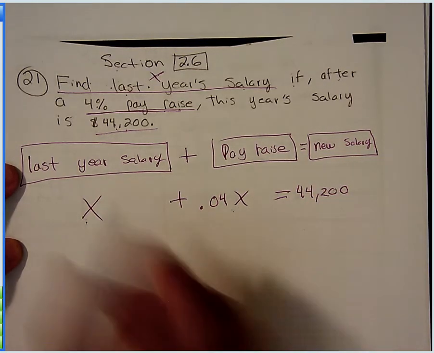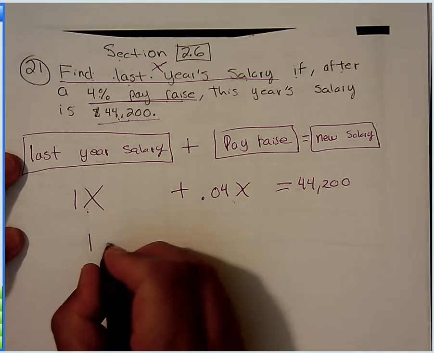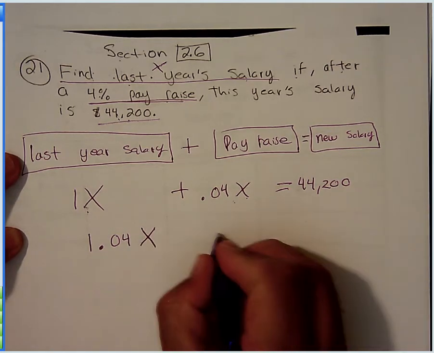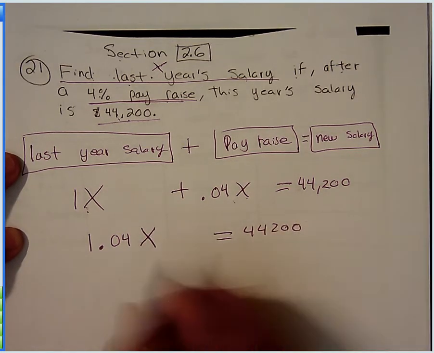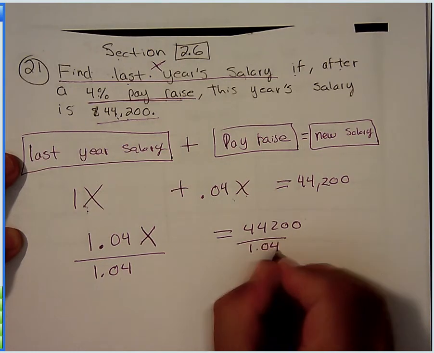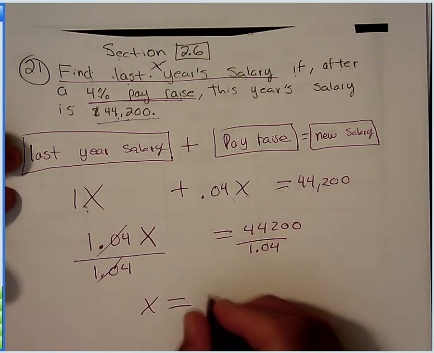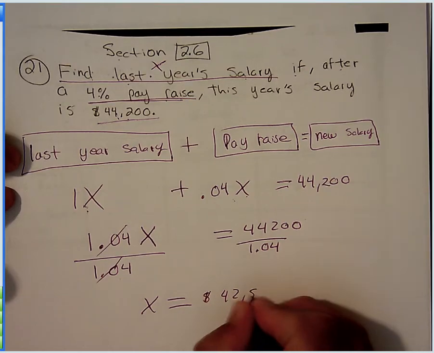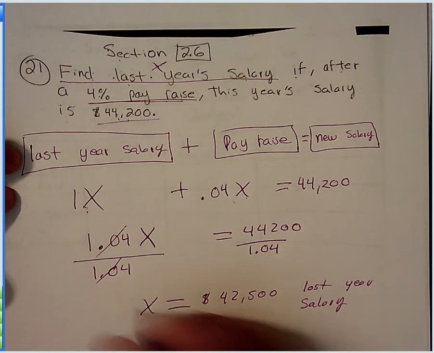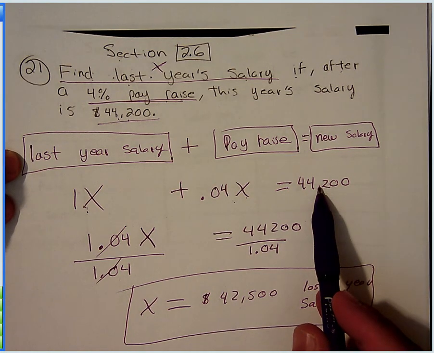Okay. So again, there's a 1 here, guys. So you're adding. And I'm not going to do the other step. I'm just going to put 1.04. They're like terms. So you get an x equals 44,200. And then you're going to divide by 1.04. And that's going to give you last year's salary. This becomes 1. So what's last year's salary? 42,500. This is last year's salary. So if you notice, he was getting paid less last year. With the raise, he went up to $44,200.